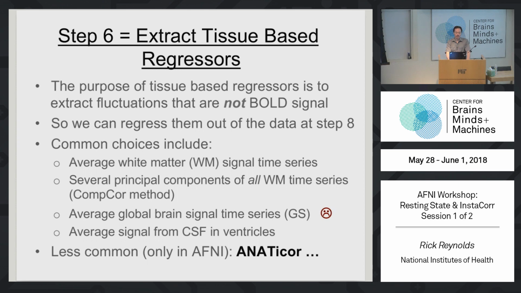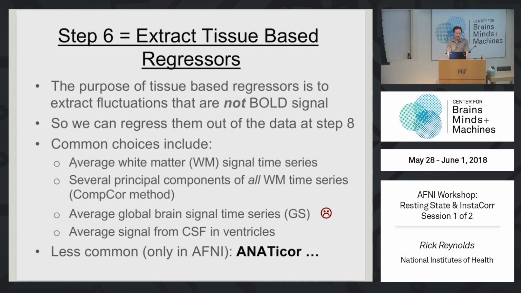So once you have all your data registered in your final space, that's a good time to extract your tissue-based regressors, again, before any blurring operation. If you want to extract local white matter or average white matter or ventricle principal components or something like that, if you drop a 6 millimeter blur on your data, now it's gray, white, ventricle, it's all mixed up. So it's not appropriate to do tissue-based extraction after the blur.